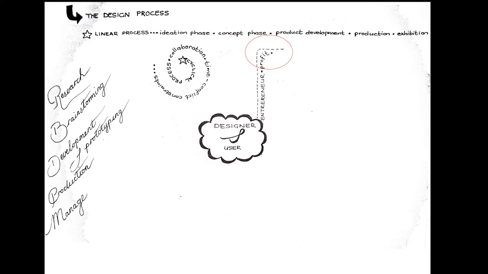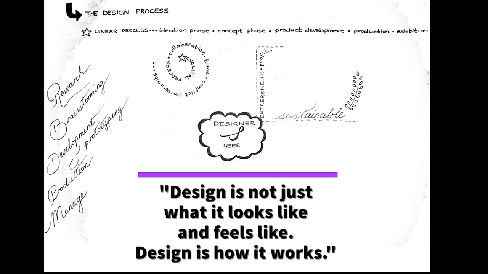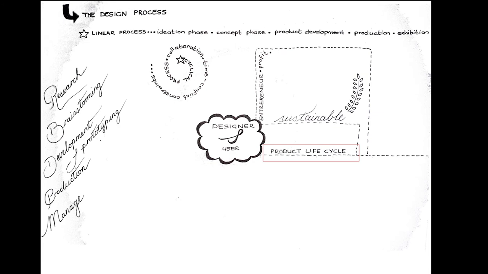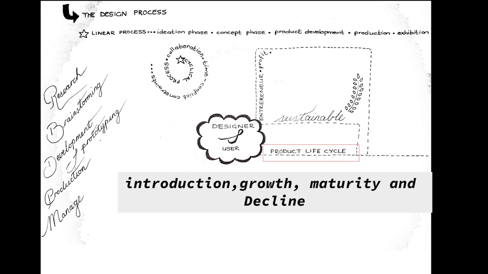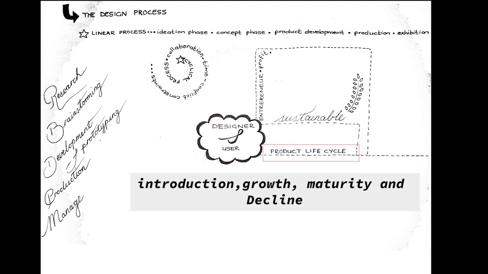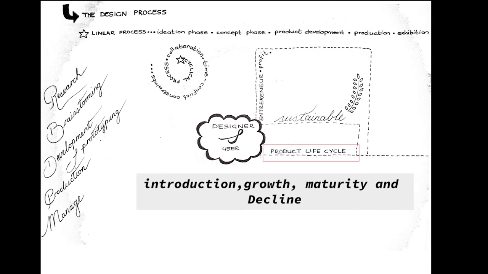Designers are entrepreneurs. They have the qualities that are needed to set up a business in order to make profit. Steve Jobs said, "Design is not just what it looks like and feels like. Design is how it works." The product life cycle follows the stages through which a product goes from inception to decline. The four phases are introduction, growth, maturity, and decline.